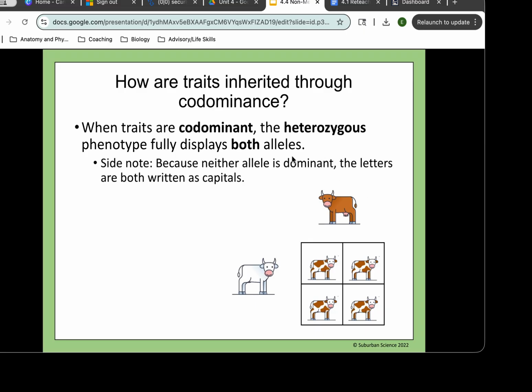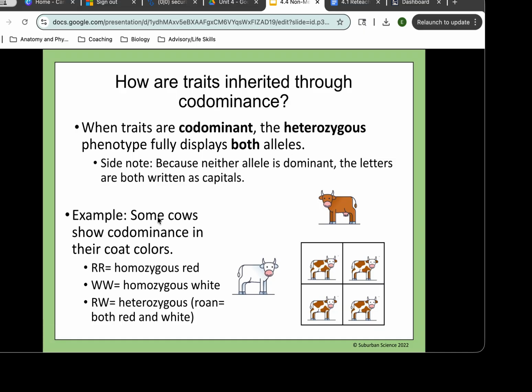So because neither allele is dominant, we don't have a dominant, we don't have a recessive, we're going to write both letters as capitals. And instead of using just one letter of the alphabet, we're actually going to choose two different letters. So in our cow example here, some cows show co-dominance. So we have R, which is going to be our homozygous red. Obviously this one looks brown. So big R would be red. WW, still capital because it is a dominant trait, is homozygous for white. And then if we have that heterozygous, it would be RW.